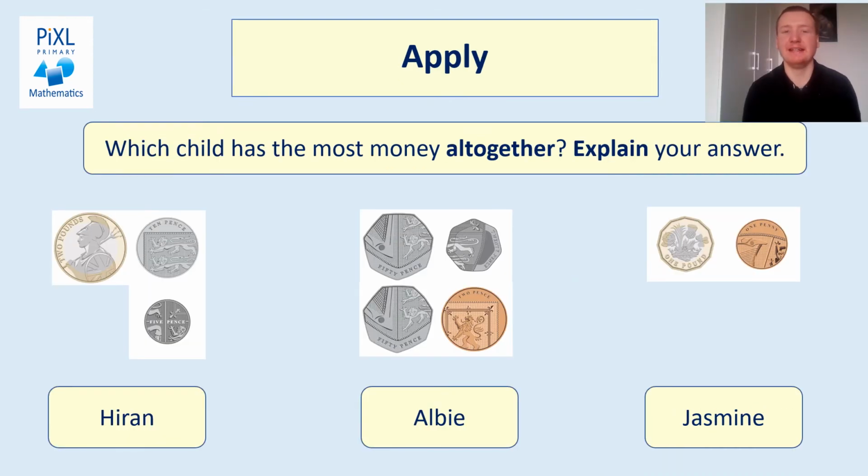The questions are getting a little bit harder now, so let's look at this one together and take our time with it. Which child has the most money altogether? Explain your answer. So we've got 3 children. We've got Hiran, Albie and Jasmine. Now what I want you to do is get your change in front of you if you've got it, or use the screen to help you, add up each child's money, and then find out who has the most money altogether. So pause the video, have 1 to 2 minutes to do this, and come up with your answer, who has the most.